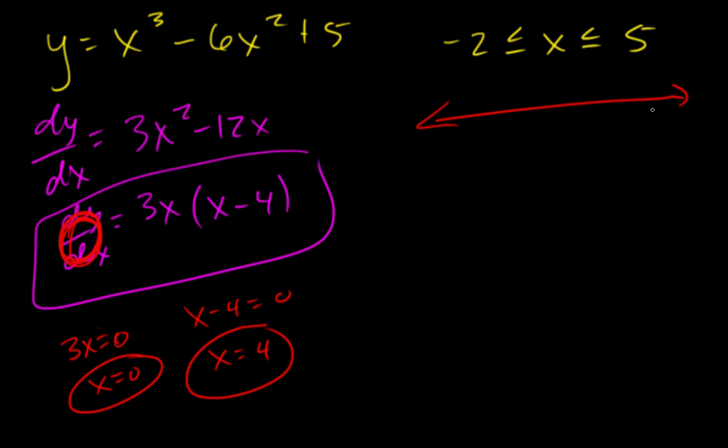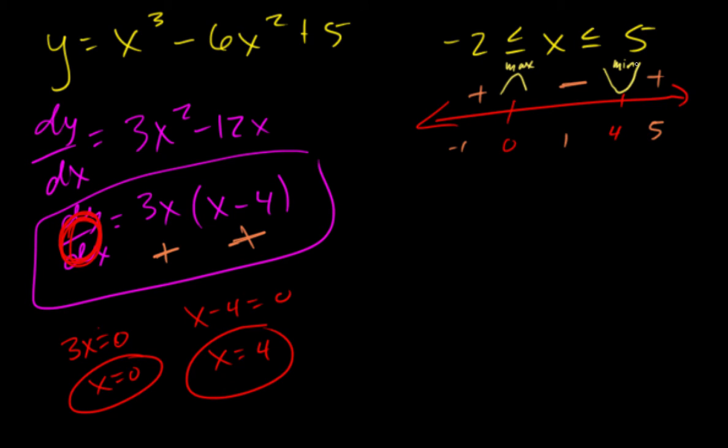Make our sign diagram. We have 0, we have 4. So I'll choose -1, 1, 5 for my values. Plug in a negative here, negative. Plug in a negative here, negative. Multiply those together, we get a positive. Plug in a 1, positive, 1, negative. Those together make negative. Plug in a 5, positive. Plug in a 5 here, positive. Those together make positive. So if we go up then down, that's a max. Go down then up, that's a min.